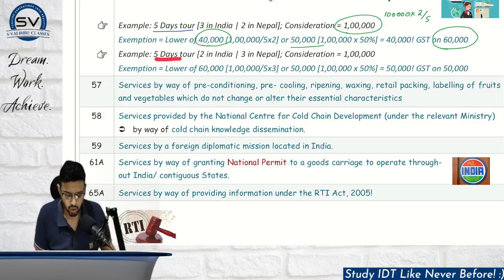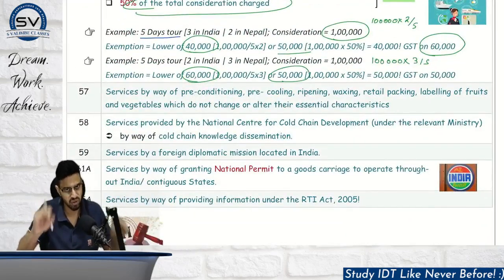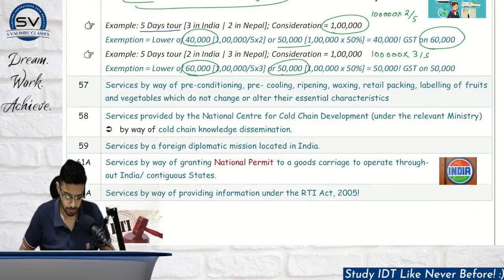Similarly, out of 5 days tour, if 2 days are in India and 3 in Nepal, and consideration is 1 lakh. So outside India, as per number of days, 1 lakh into 3/5, this will be 60,000. Second, 50% of the total consideration, 50,000. So lower of 50 and 60 is 50. So 50 is exempt, 50 is taxable. Next.